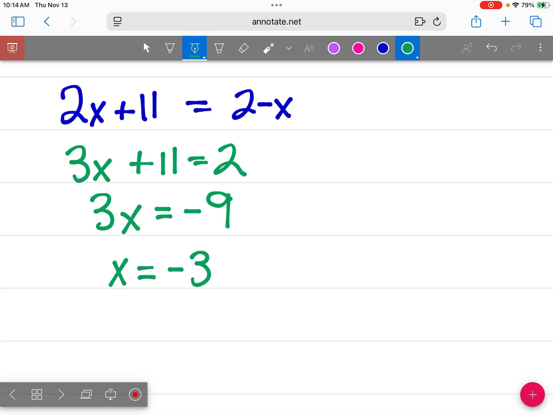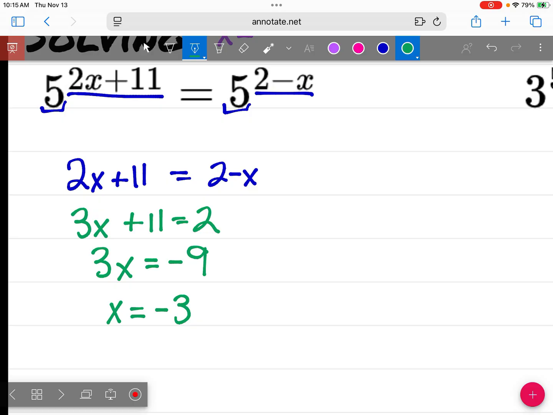5 to the power of 2 times negative 3 plus 11. Well, 2 times negative 3 is negative 6 plus 11, 5. 2 minus negative 3 is 2 plus 3, 5. So 5 to the 5th equals 5 to the 5th. We don't even have to get all the way to what is 5 to the 5th, because that's going to be big. But 5 to the 5th does, in fact, equal 5 to the 5th. So you can substitute those x's back in to get a little check going, if that's helpful for you. So if we're handed the bases that are exactly the same, easy peasy, set your exponents equal, go from there.